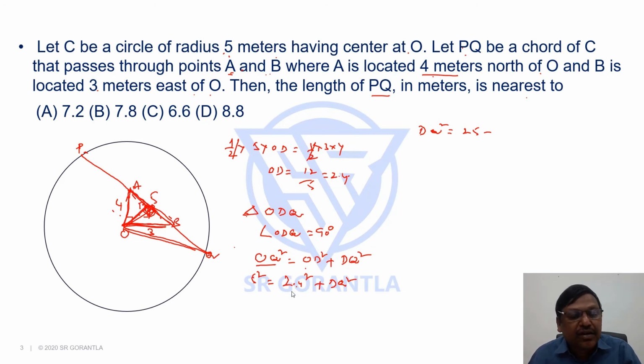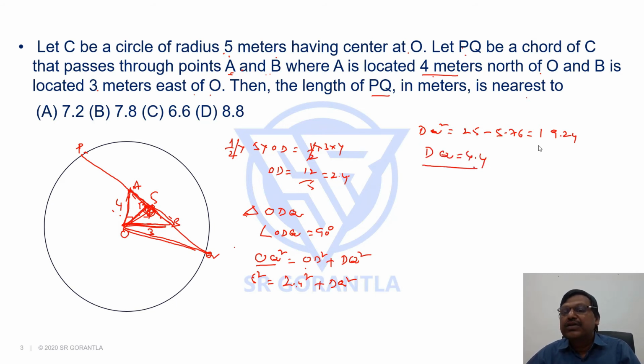2.4 square is 5.76. It will be 19.24. You know, 4.5 square is 20.25, and 4.4 square will be 19.36. So DQ is close to 4.4, because 4.4 whole square, or 44 square, is 1936, so 4.4 square will be 19.36, which is close to that. So DQ is approximately 4.4.